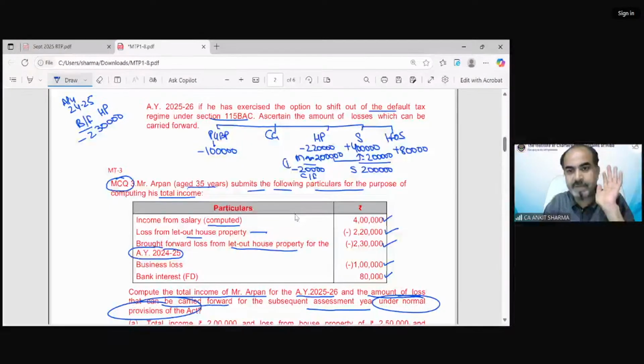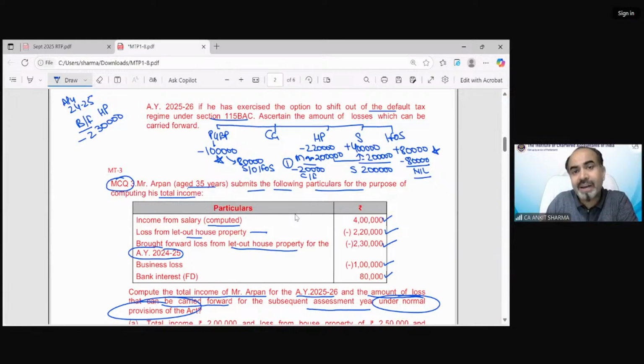So this is my carry forward number 1. Now PGBP losses cannot be set off against salary income, but can be set off against income from other source. So out of this 1 lakh, 80,000 we can set off against income from other source. So out of this 1,80,000 has been transferred over here. So there would not be any income from other source remaining. After 80,000, the remaining 20,000 losses would be again carry forward.